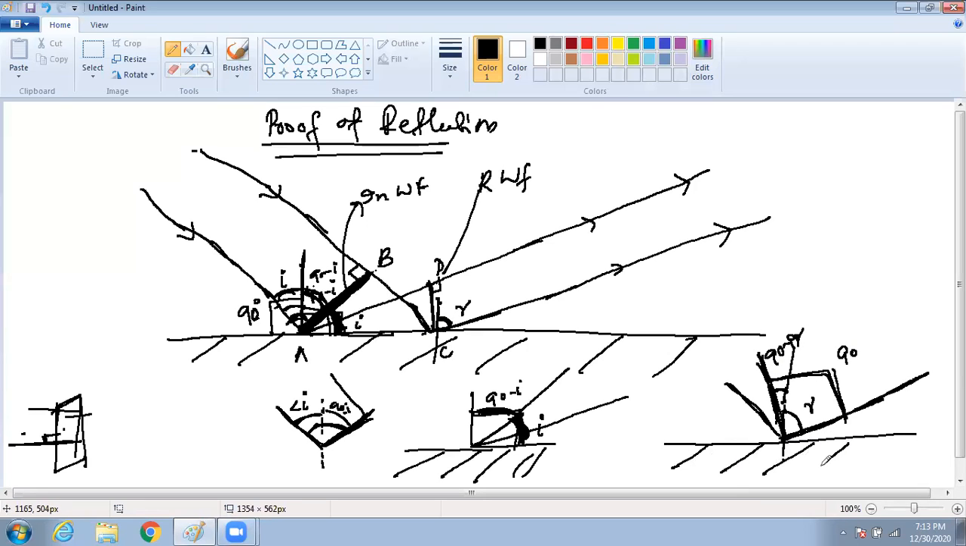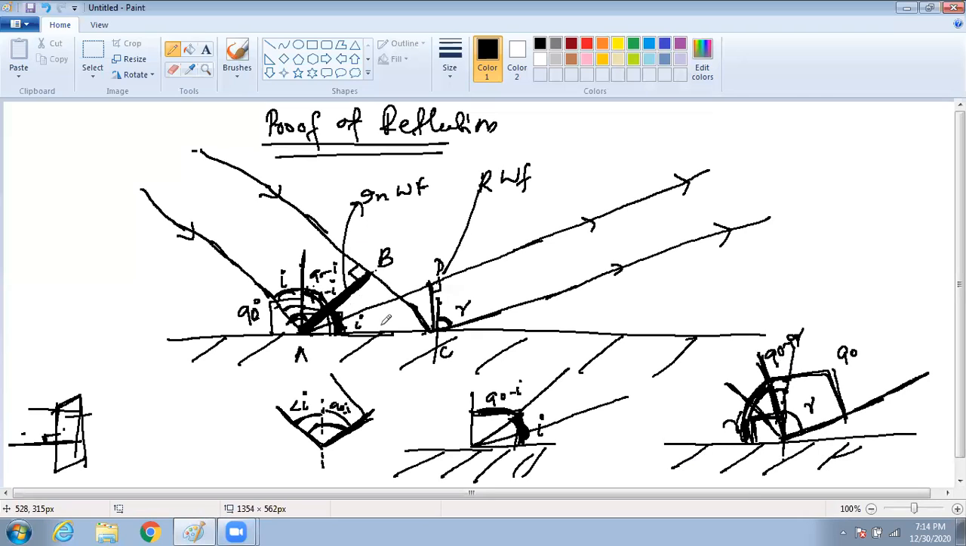If this is 90 minus R and this is the normal, again the angle with the surface is 90 degree. Correct? This whole angle from here to here is 90. This is 90 minus R. So what should be this angle then? R. Is it clear now? Yes, sir.